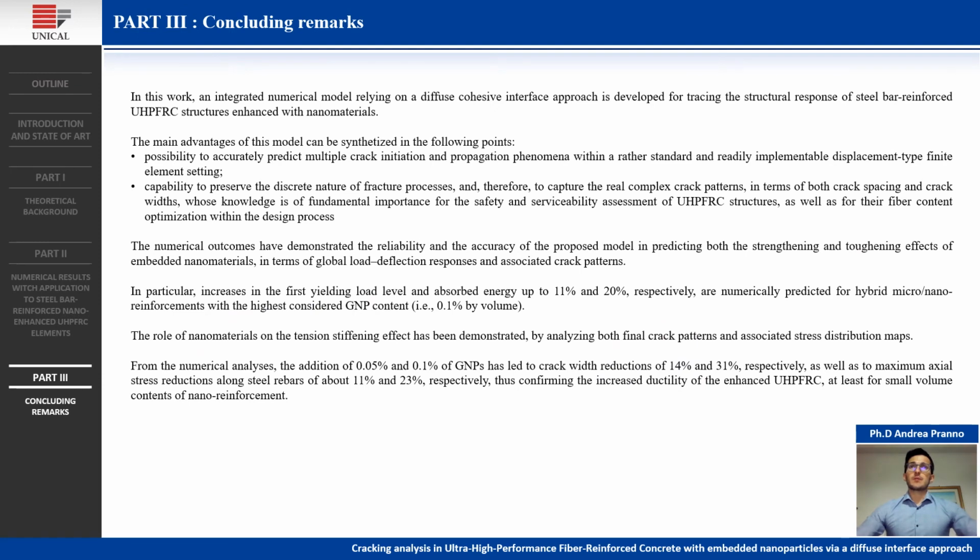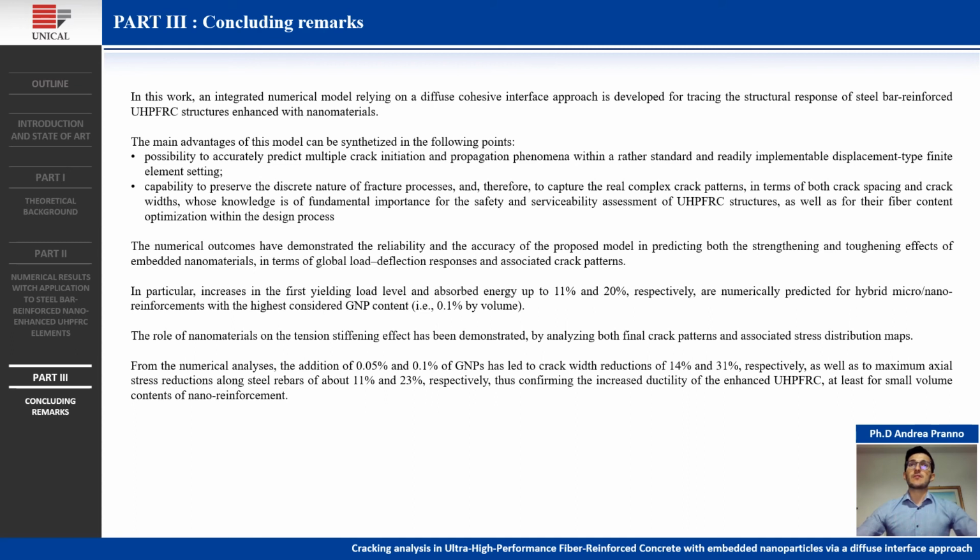In this work, the proposed modeling strategy is able to accurately predict multiple crack initiation and propagation phenomena, preserving the discrete nature of the fracture processes and therefore capturing the real complex crack pattern in terms of both crack spacing and crack widths. The numerical outcomes have demonstrated the accuracy of the proposed model in predicting both the strengthening and the toughening effect of embedded nanomaterials in terms of global load deflection responses and associated crack patterns.